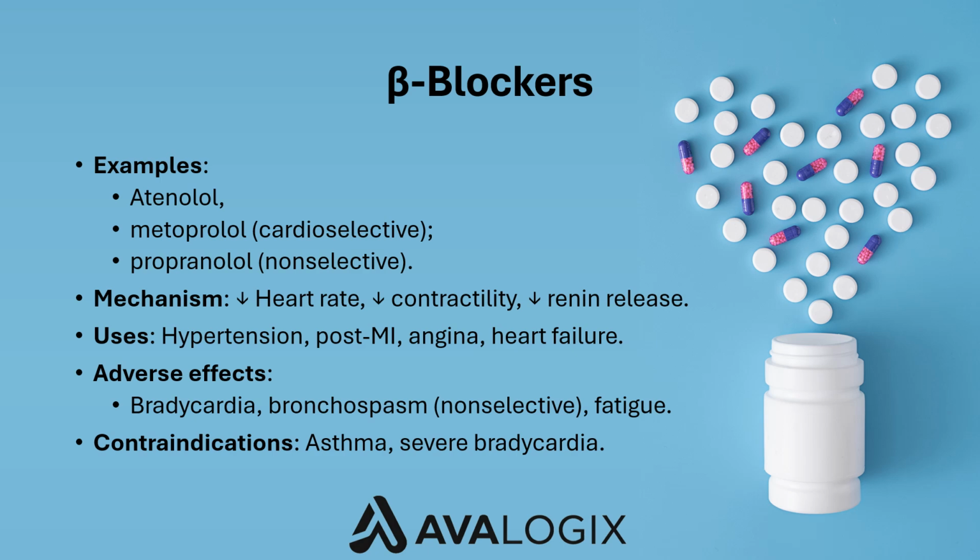Adverse effects vary with selectivity. Non-selective beta blockers can precipitate bronchospasm by blocking beta-2 receptors in the bronchi, so they're generally avoided in asthma and COPD. They can also mask hypoglycemia symptoms in diabetics by blunting the adrenergic warning signs like tremor and palpitations. Common side effects include fatigue, cold extremities, and bradycardia.